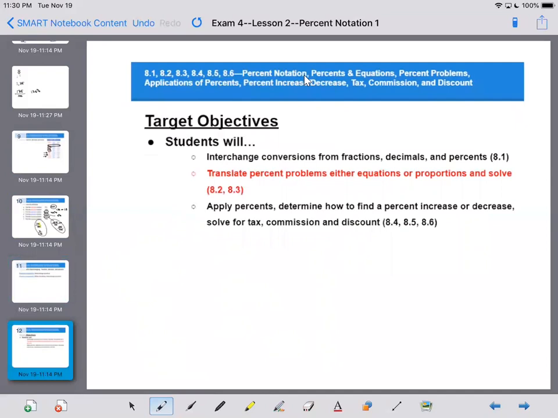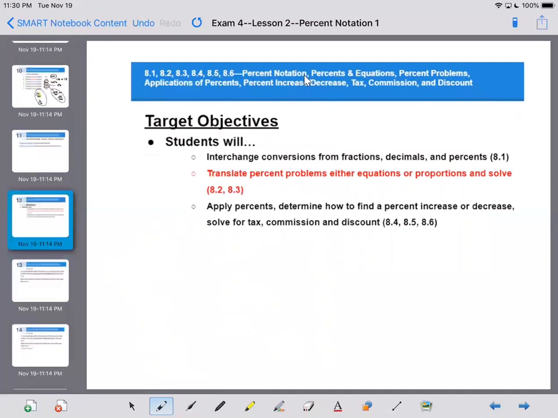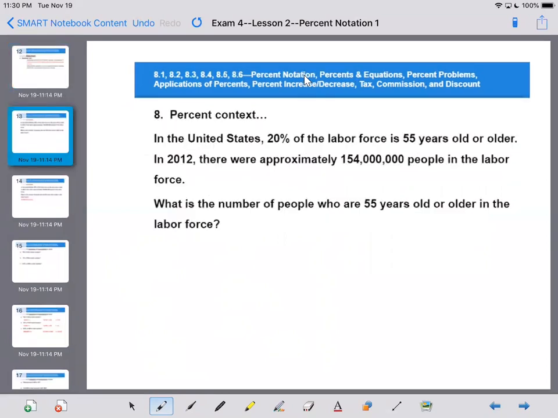Second, we're going to look at translating percent problems into proportions and solving those. Here I've got: in the United States, 20% of the labor force is 55 years or older. Well, 154 million would be the labor force. So we're going to take 154 million and we want to take 20% of that.